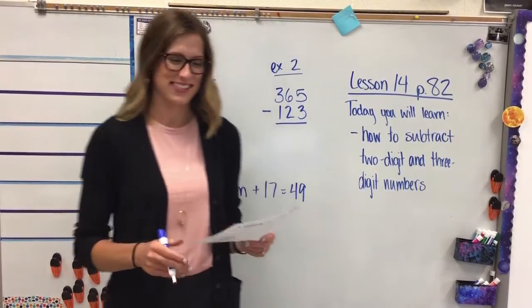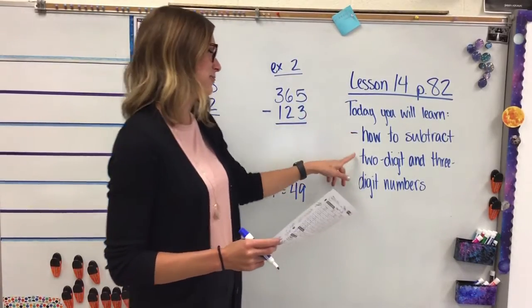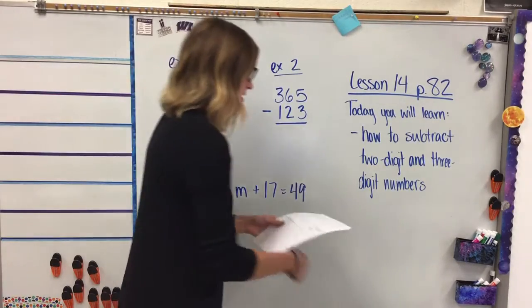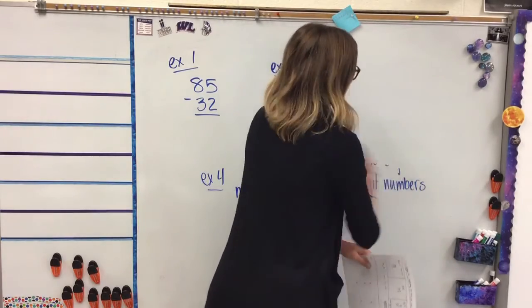Today we're on math lesson 14. Let's start with our objectives. Today you will learn how to subtract 2-digit and 3-digit numbers. All right, example 1 we're starting with. We got 85 minus 32.